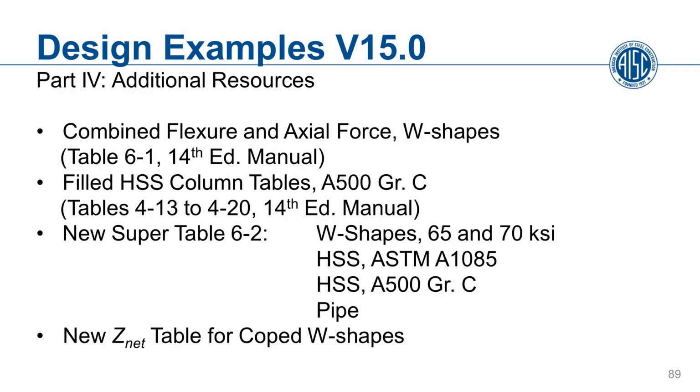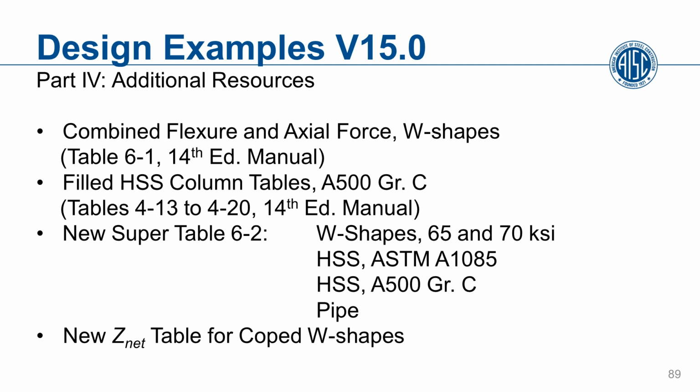Keep in mind, we talked about some items that were removed from the 15th edition manual that appeared in the 14th edition manual, such as combined flexural and axial force W shapes. That was Table 6-1. That'll be available on the resource page. Filled HSS column tables for A500 grade C, that were previously Tables 4-13 to 4-20 in the 14th edition manual. Those will now be available in the resource page before the end of the year.